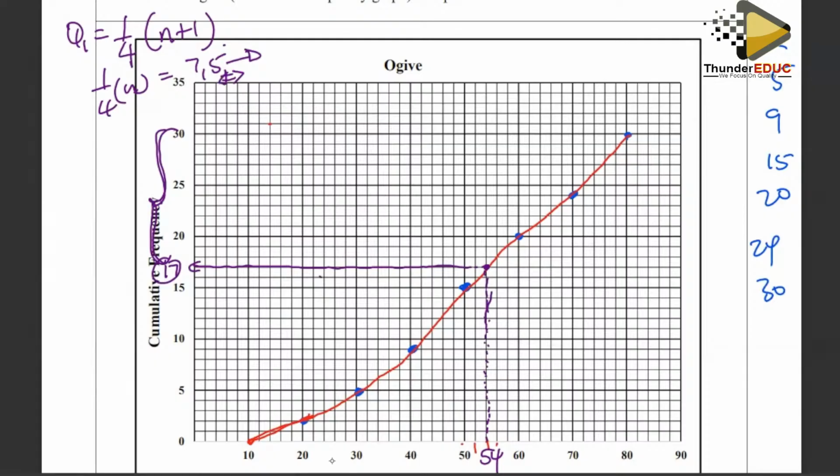Then for me to get my Q2, I will say a half of n plus 1 or a half of n, which is like 15. This is the position. And then for me to get my Q3, I will say 3/4 of n plus 1 or 3/4 of n. So 3/4 of n, I'm getting 22,5 as the position. If you say 31, then it's going to be 23 something. Either way, let's say our position is 7,5.